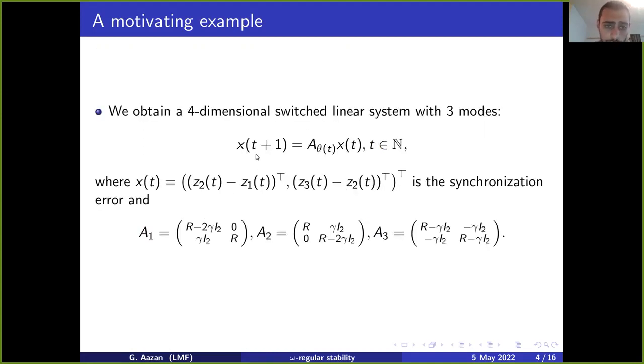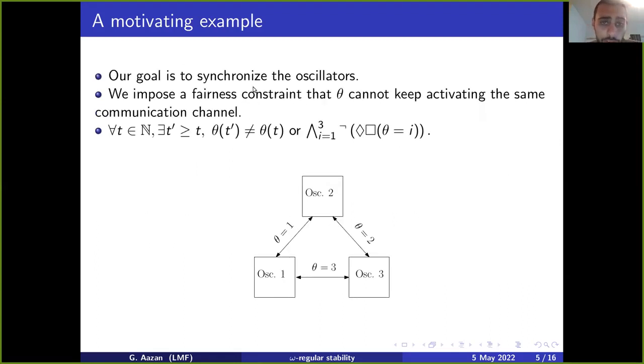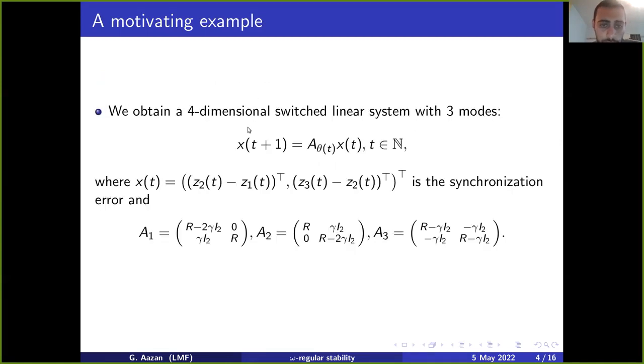So if we consider now x of t to be the synchronization error, which is the error between oscillator 2 and oscillator 1 on one side, and the error between oscillator 3 and oscillator 2 on the other side, we get a 4-dimensional switched linear system with 3 modes. The matrices A describe the communication channels. So A1 corresponds to communication channel 1, and so on for A2 and A3. Our goal is to synchronize the oscillators, in other words, to let this quantity x of t go to 0 at infinity.